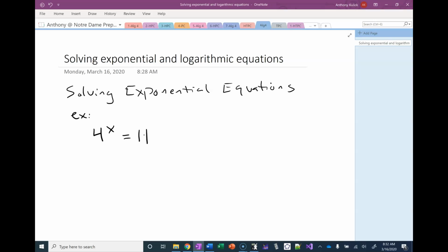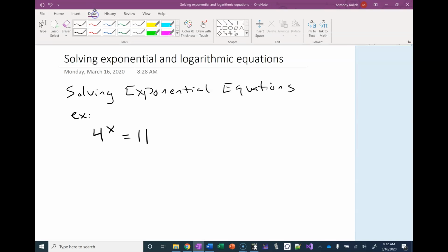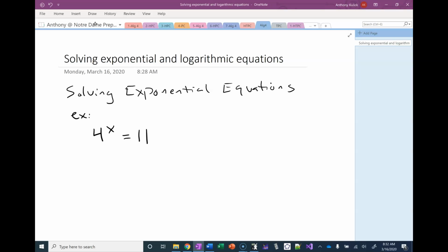Don't confuse 4 to the x with 4x. An exponent is different than multiplication. Please make sure you're being careful and looking closely at the problems. Okay. So to solve this equation for x, we need to cancel out that exponent base of 4. Now, you can't divide both sides by 4 to cancel this because the 4 is not being multiplied to the x. The x is an exponent on the number 4.